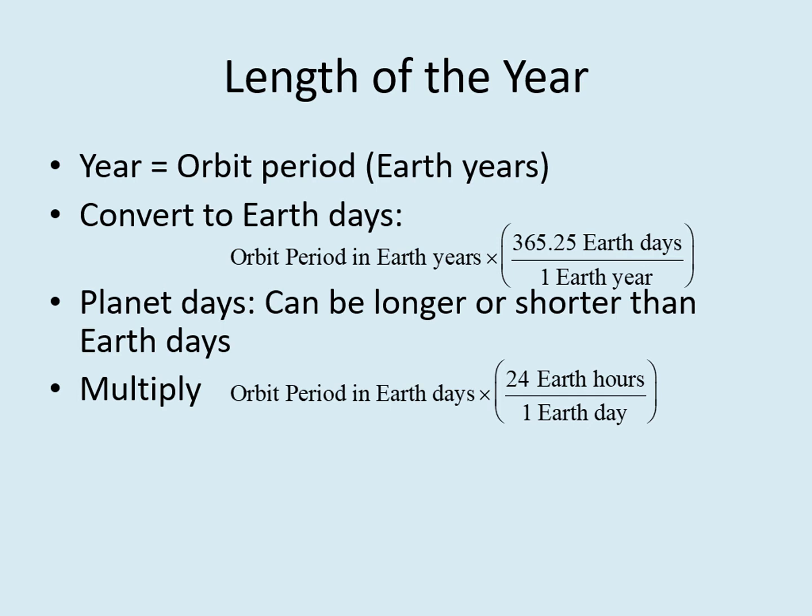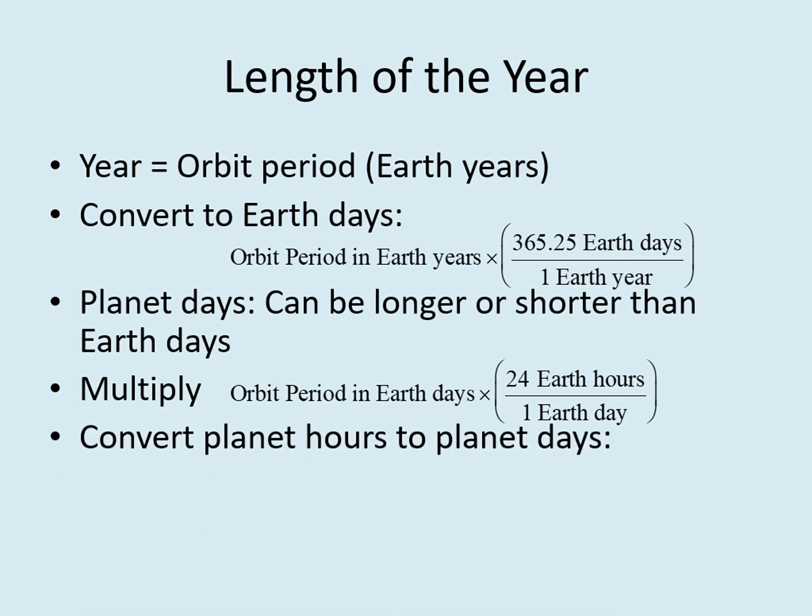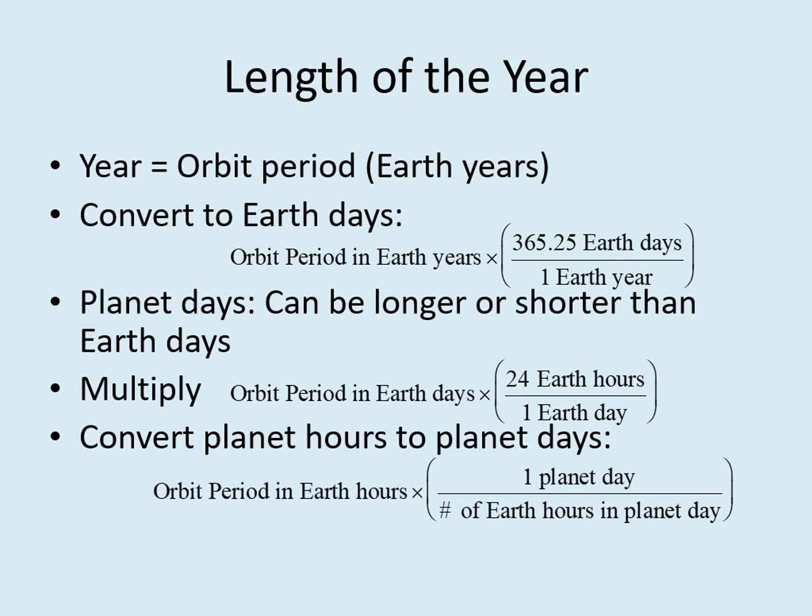That should give a pretty big number. Most planets will have years that are thousands of hours long. Finally, we can multiply the length of the year in hours by 1 planet day divided by the number of hours in the planet's day. That gives us the total number of planet's days in the planet's year. Once you've got an answer, decide if it makes sense. If the planet's year is longer than Earth, and its days are shorter, then you should get a lot more than 365 days in the planet's year.